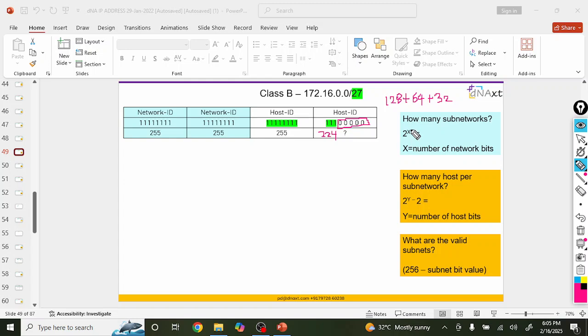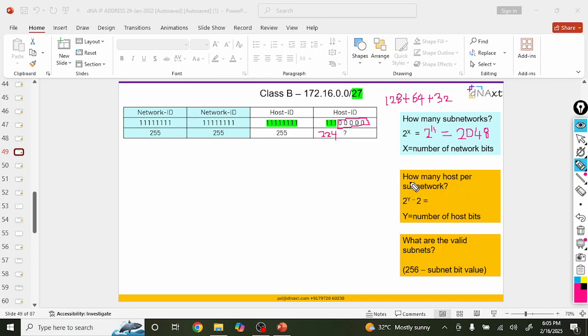Let's calculate our subnetworks: 2 to the power x, where x are the subnet bits. We have 8 plus 9, 10, 11, so 11 subnet bits in this scenario. So 2 to the power 11 is 2048. We are going to get 2048 subnetworks in this slash 27 of Class B.